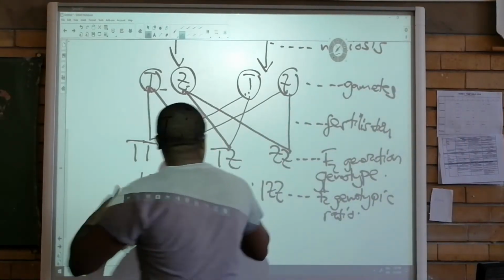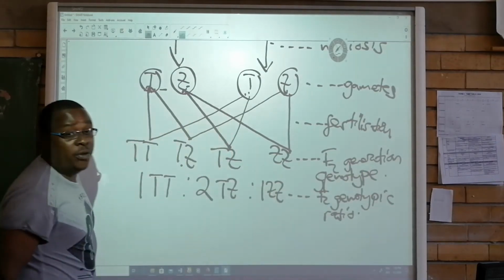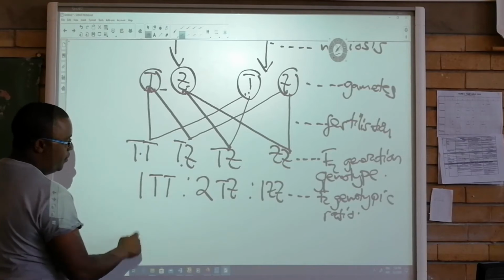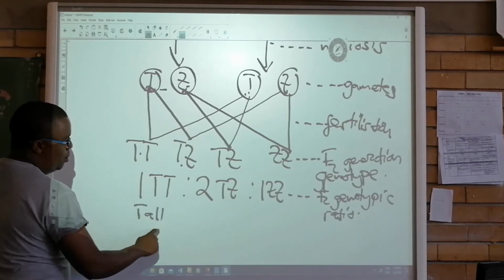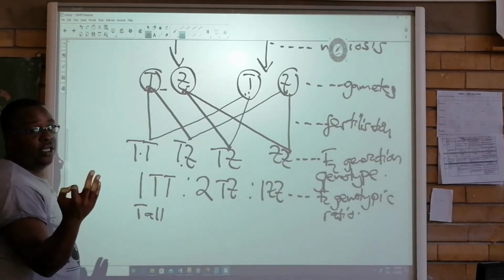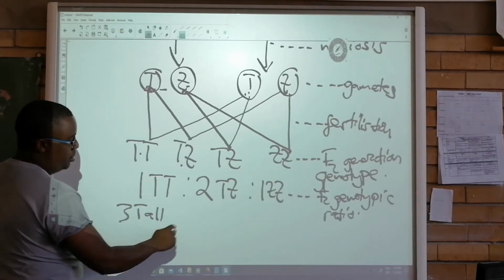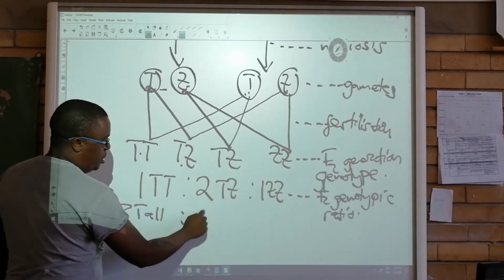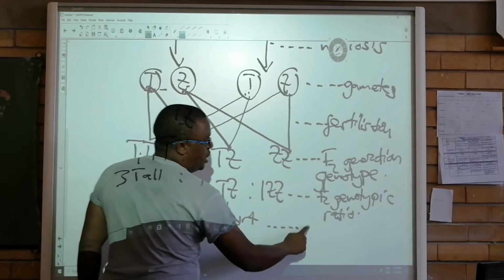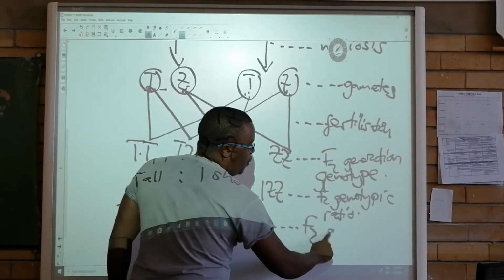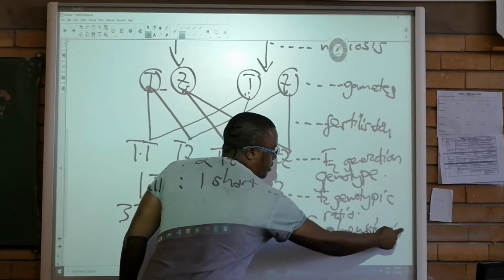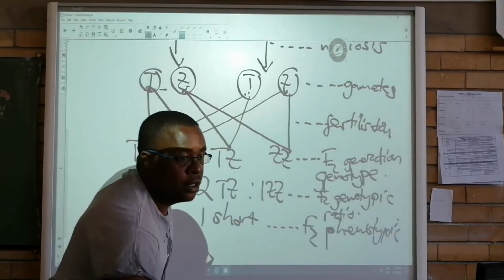And then we write at the bottom of our genotype, what are we writing next? Our phenotype. What do we have? We have 4. How many tall do we have? 3. So 3 tall is to how many short? 1 short. And then what is this? The F2 phenotypic ratio.